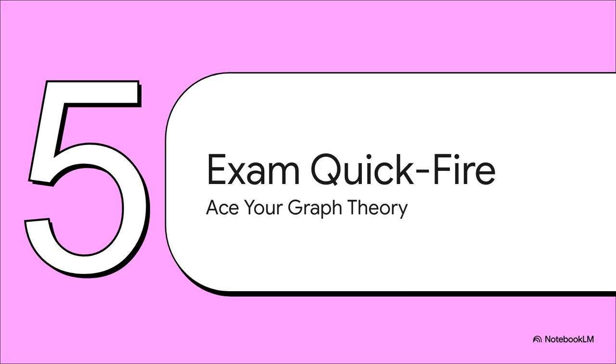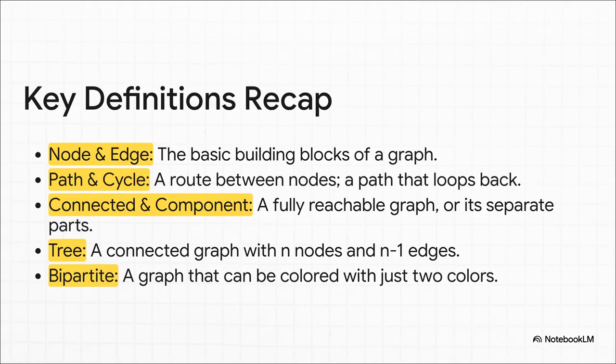Okay, deep breath. Let's pull all of this together. Think of this as your exam quick-fire review section. If you're prepping for a test or a technical interview, you are going to want to pay very close attention for the next couple of minutes. This is your cheat sheet. First up, the vocabulary. You need to know these cold: node and edge, path and cycle, connected and component, a tree, and bipartite. If any of those are still a little fuzzy, just hit rewind for a quick refresher.